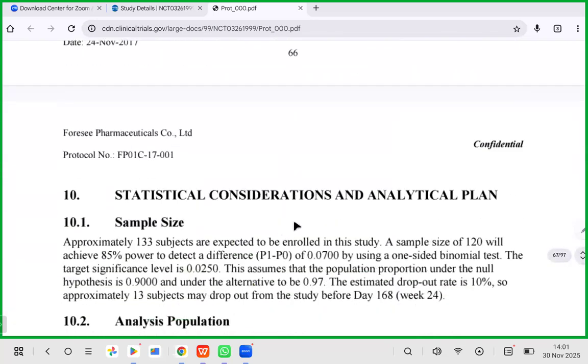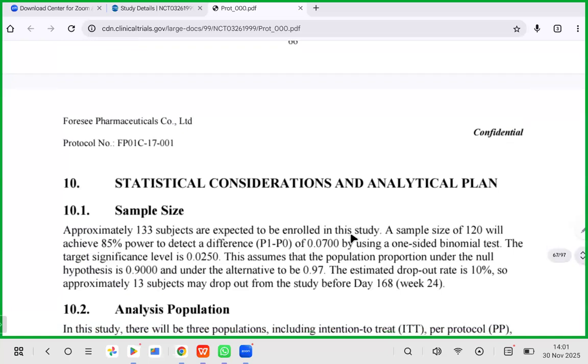Okay, so there is a section called 10. It will talk about the statistical considerations and analytical plan. This is the important section for a statistical programmer or SAS programmer.